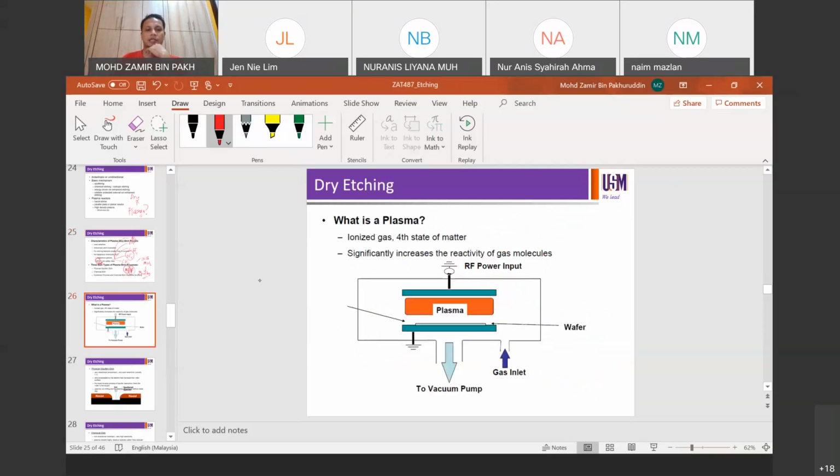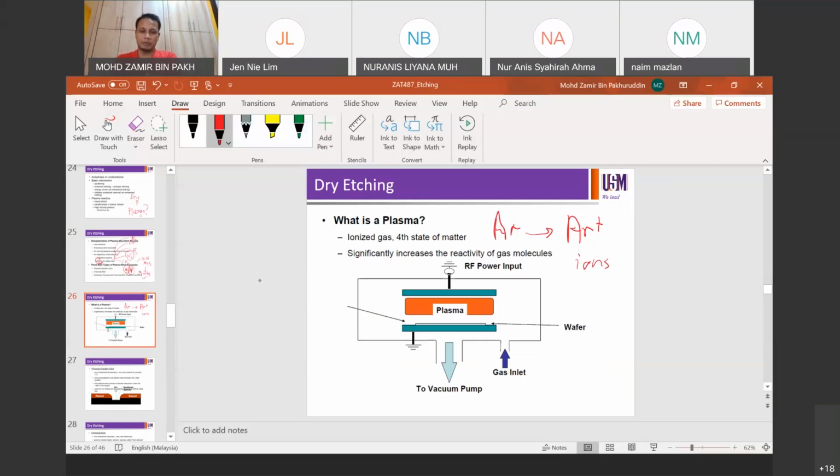So what is a plasma? Plasma is an ionized gas, fourth state of matter. So kalau gasnya ialah argon, then the plasma would be made of argon plus ions. So you strip off electrons from the argon gas, you're going to end up with argon plus, right? Significantly increases the reactivity of the gas molecules. So the moment you have ions in the chamber to do the etching, you can actually channel the motion of the ions by supplying the correct bias.